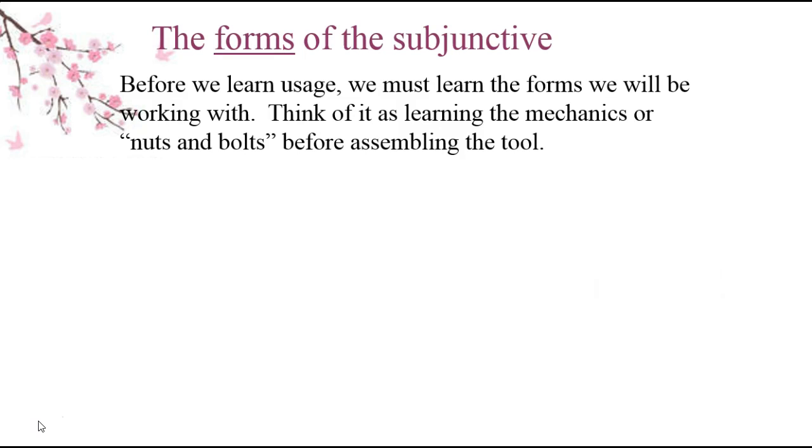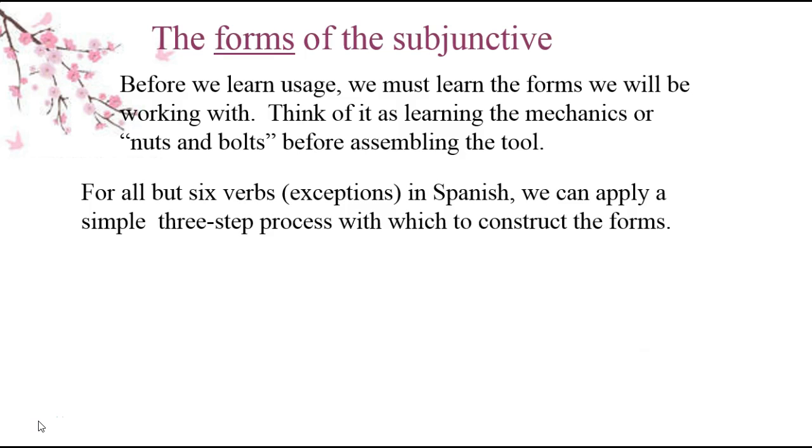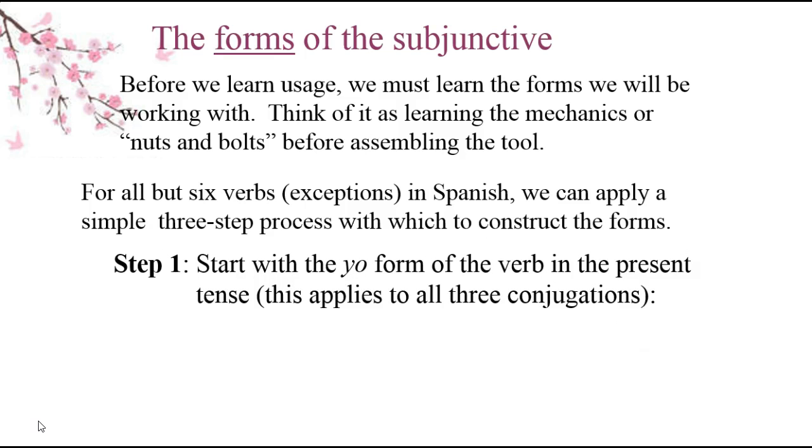The forms of the subjunctive. Before we learn the usage, we must learn the forms we will be working with. Think of it as learning the mechanisms or the nuts and bolts before assembling the tool. For all but 6 verbs in Spanish, we can apply a simple 3-step process with which to construct the forms. Step 1. Start with the yo form of the verb in the present tense. This applies to all 3 conjugations, like hablo, como, vivo.